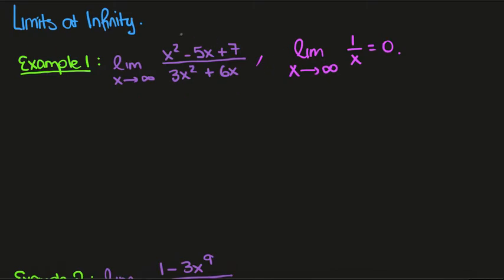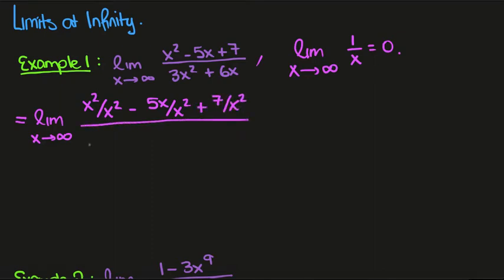The idea is to divide every term in this fraction by the largest power of x. So in particular, in this example, we see that that power is x squared. So we'll write this as the limit as x tends towards infinity of x squared over x squared minus 5x over x squared plus 7 over x squared, then we'll have 3x squared over x squared plus 6x over x squared.